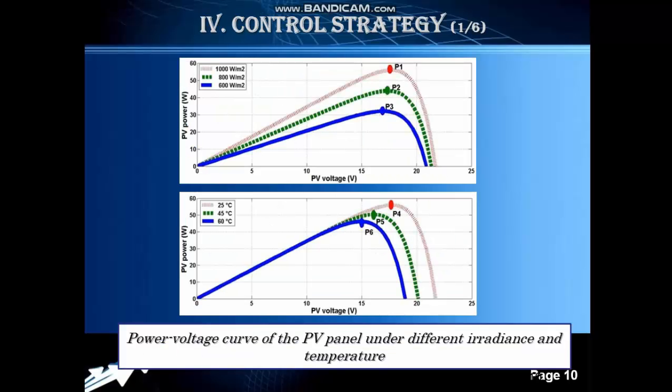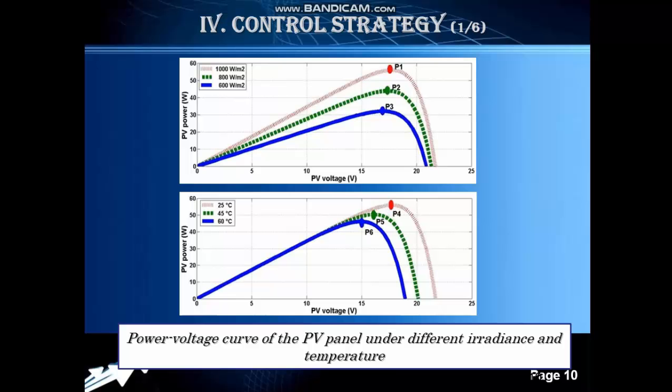Now we will explain the control strategy. The following figures show the variation of the photovoltaic power in function of the PV voltage under different irradiation and temperature. We remark that the maximum power corresponds to the point where the derivative of PV power with respect to the PV voltage equals 0, like P1, P2, etc.